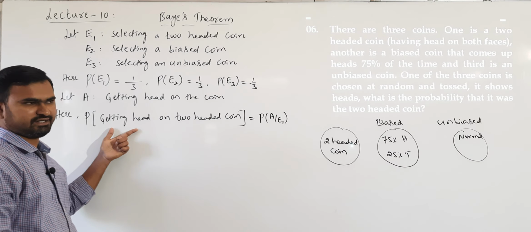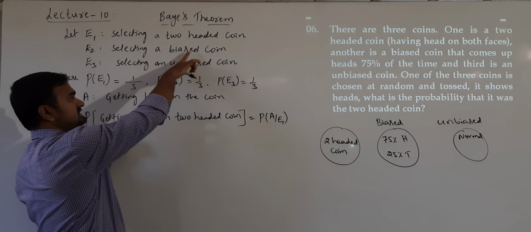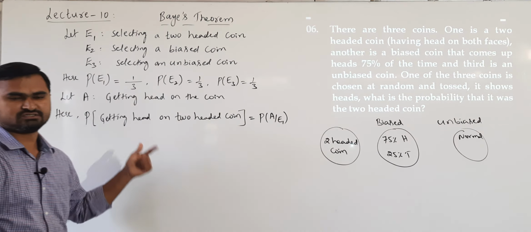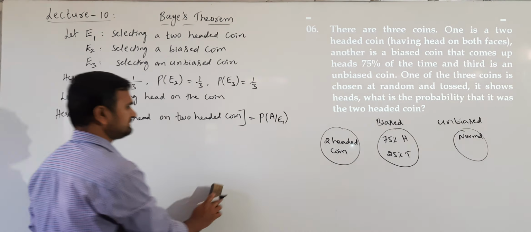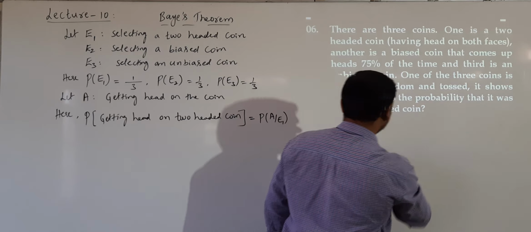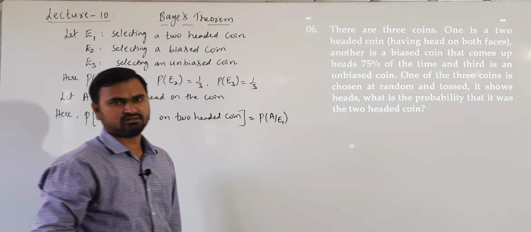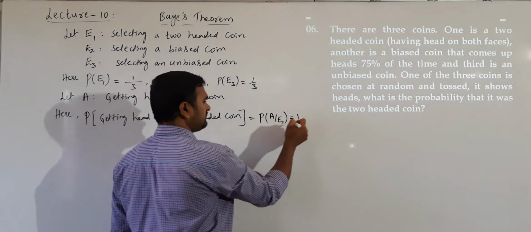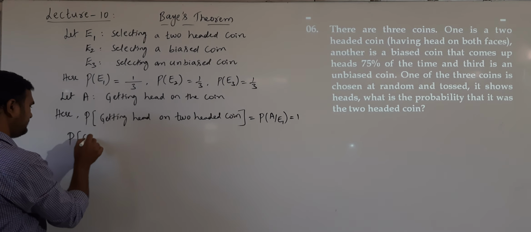Now where can we get head? If we are selecting a 2-headed coin, we can get head. If we are selecting a biased coin, then also we can get head. If we are selecting an unbiased coin, then also we can get a head. So probability of getting head given that it is a 2-headed coin: what is the chance of getting head when we are tossing a 2-headed coin? It is a sure event, we always get head only. So probability is 1.